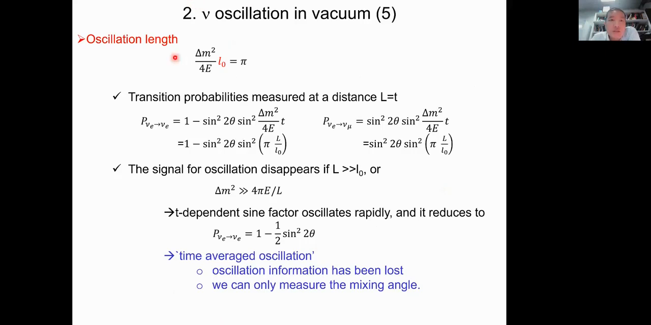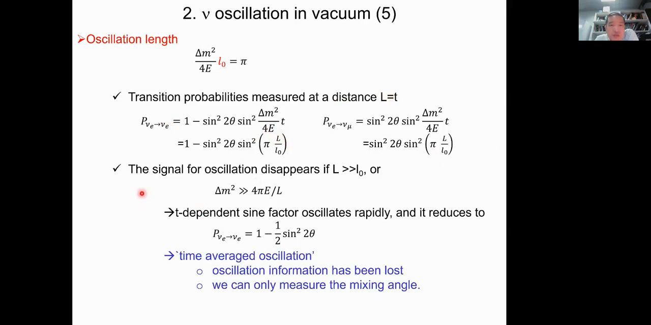And we introduce oscillation length L0 by this equation. Then transition probabilities measured at the distance L are given by these equations. And these probabilities oscillate as a function of distance.